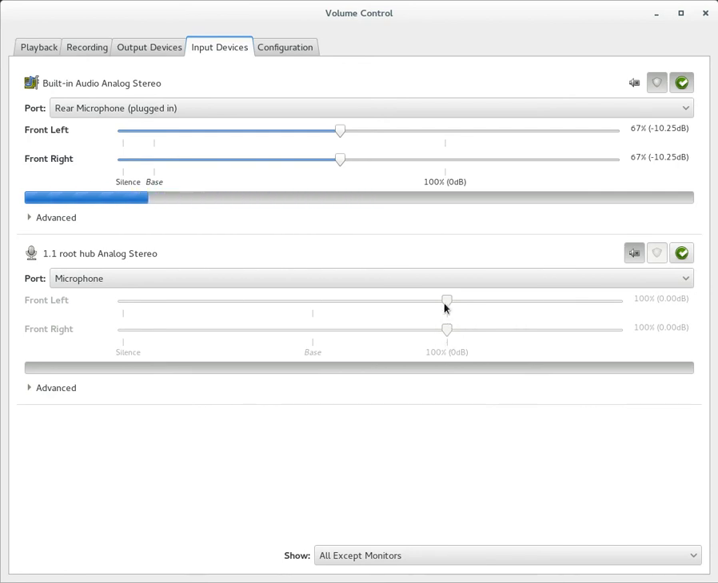Just some notes. I've got it up 100% on here. And the gain on the mic, on the Blue mic, is quite high. I've got it just past halfway.